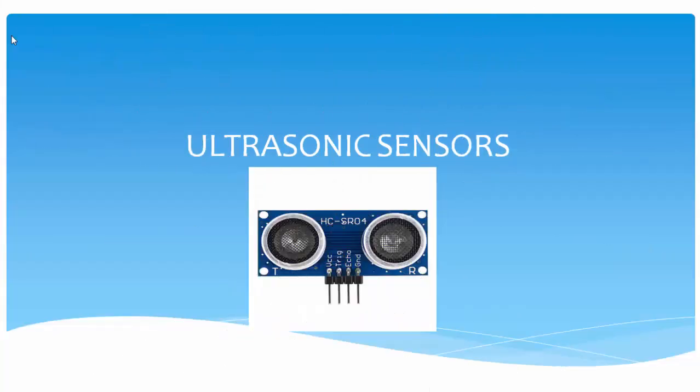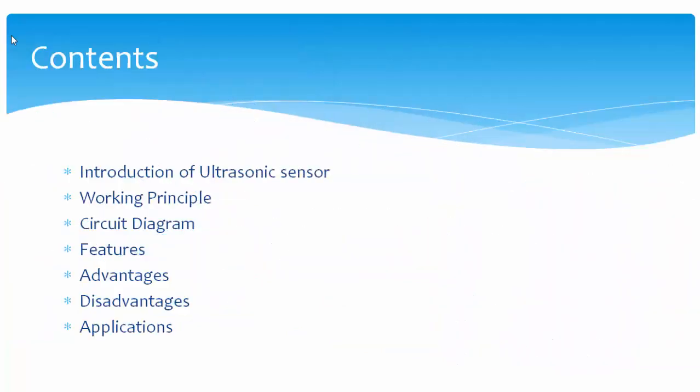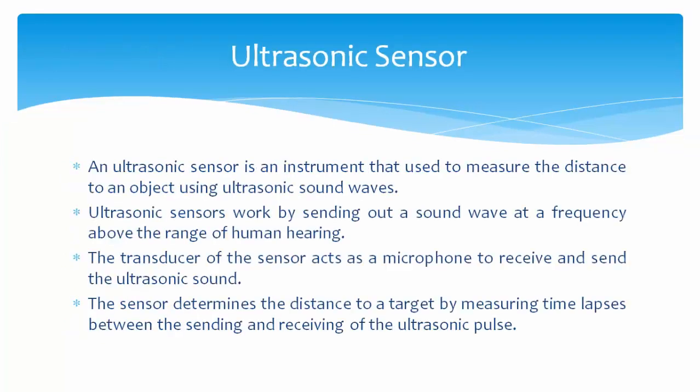Hey guys, in this video we are going to learn about ultrasonic sensors and its working principle, circuit diagram, features, advantages and disadvantages and applications. Coming to ultrasonic sensor. What is an ultrasonic sensor? Ultrasonic sensors are those sensors which use ultrasonic waves to detect the distance between an object and itself.